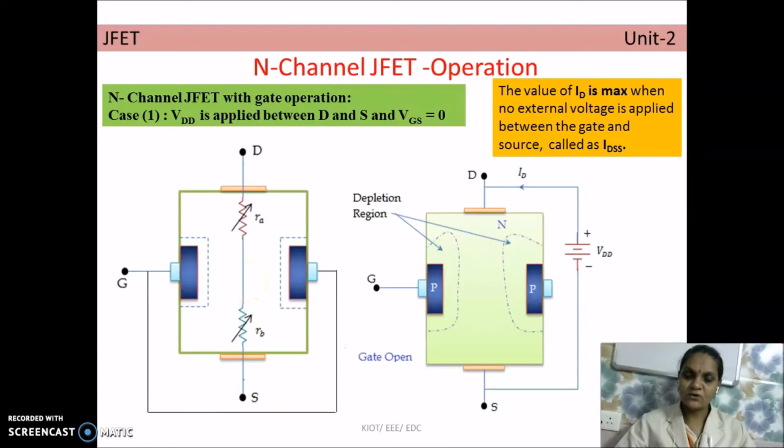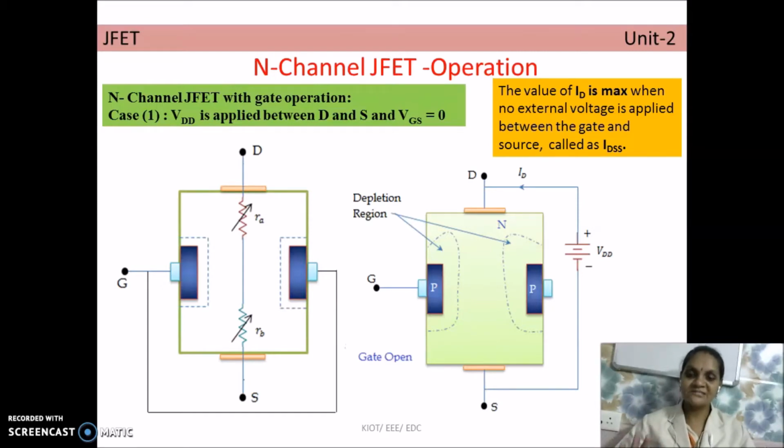The next one is the operation of N-channel JFET. In N-channel JFET, we are going to discuss the operation in three cases. One is unbiased FET, another one is when gate-source voltage is 0 and drain-source voltage alone is applied, and the third case is when both VGS and VDS are applied.